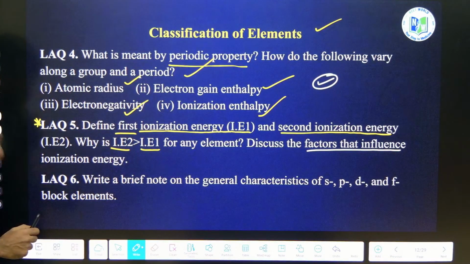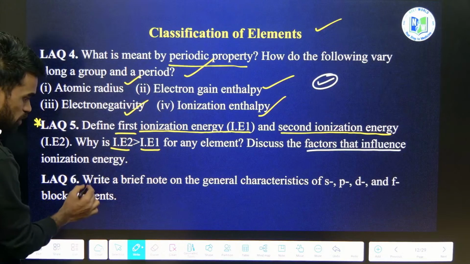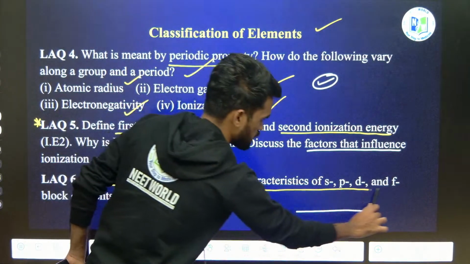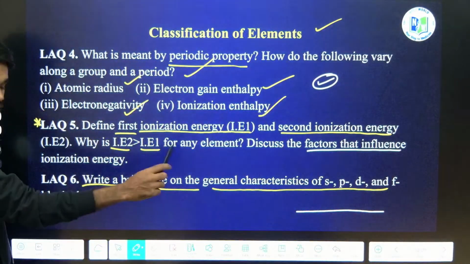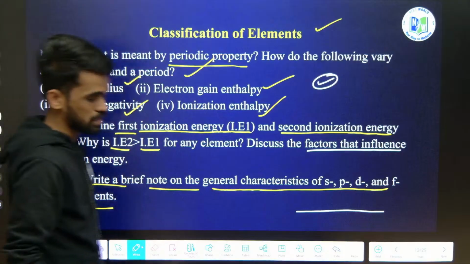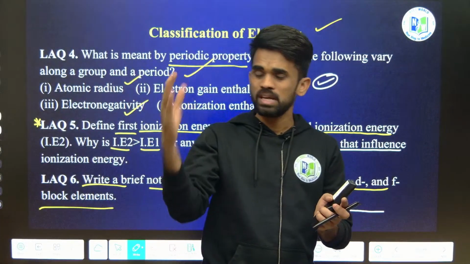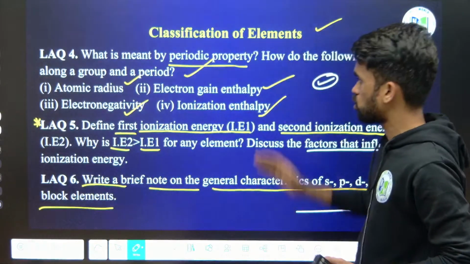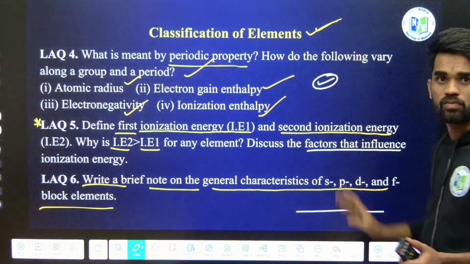Okay, and then next, look at this, one more expected question. Write a brief note on general characteristics of s, p, d, f block elements. They are just asking about the periodic table. What are s block elements, p block, d block and f block, that's it. This is one more question. These are the three questions from classification of elements.